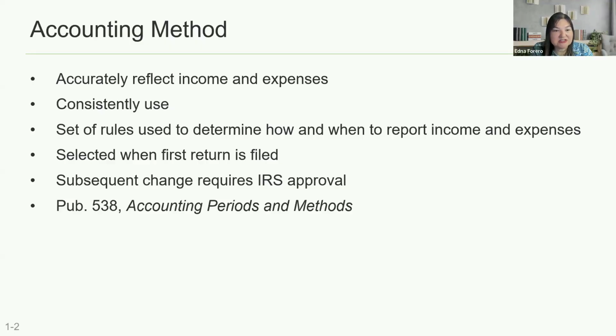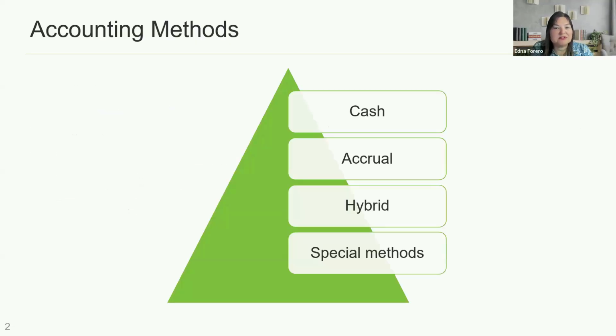If they need to make any changes, they're going to have to ask the IRS for approval. And you'll get some information on that in Publication 538. If you're not familiar with that, that's a great place to look for regulations and instructions on the accounting periods and methods for our clients. The methods that are most available and most commonly used are the cash method. And as you see here, there's 4 listed: the cash, accrual, hybrid, and special methods. Now, we're not going to spend any time today on hybrid or special methods because the most common really are the cash and accrual.